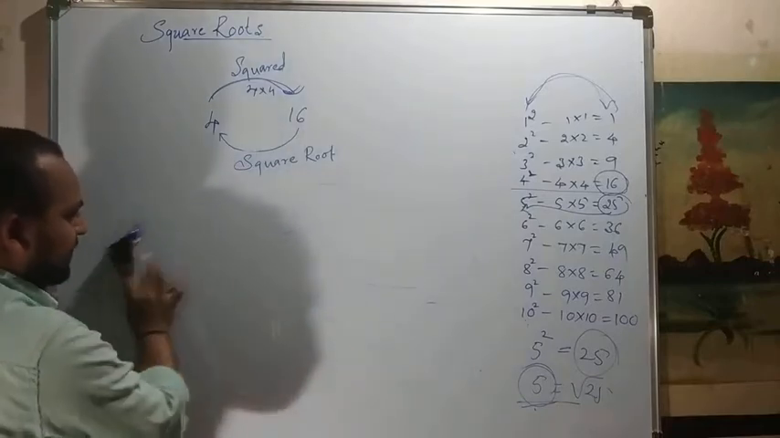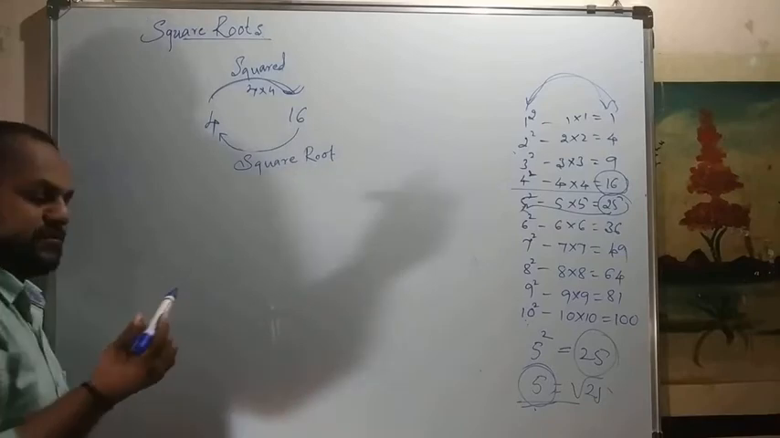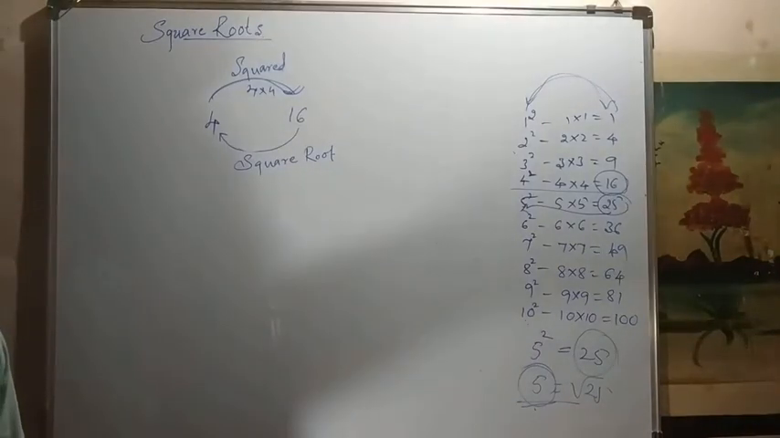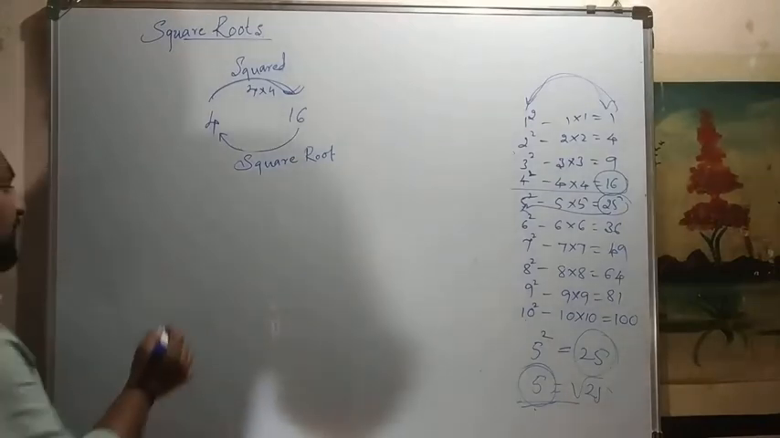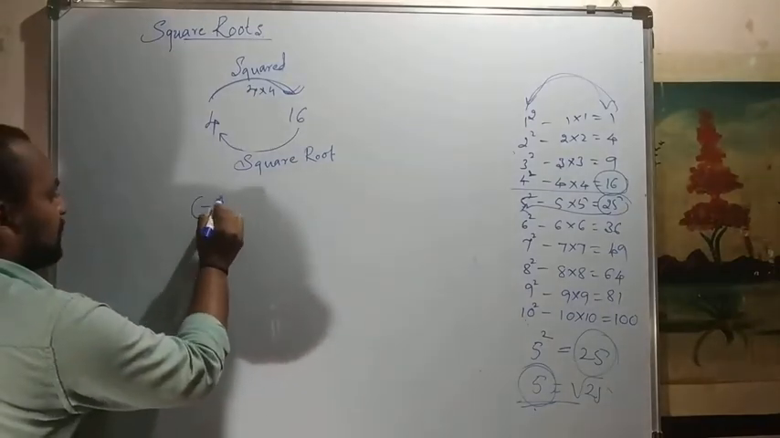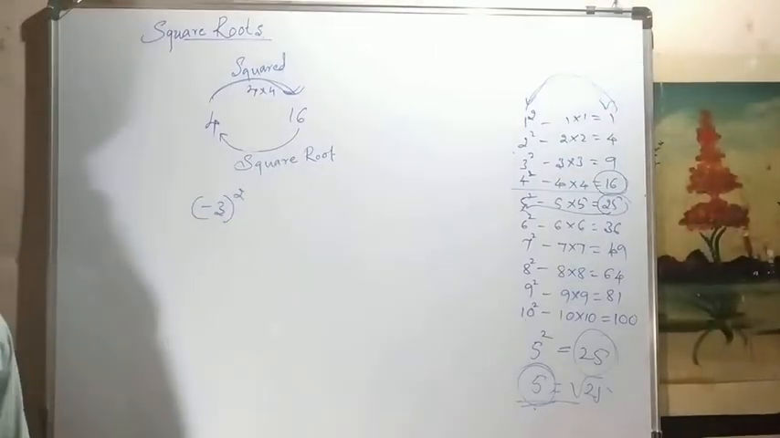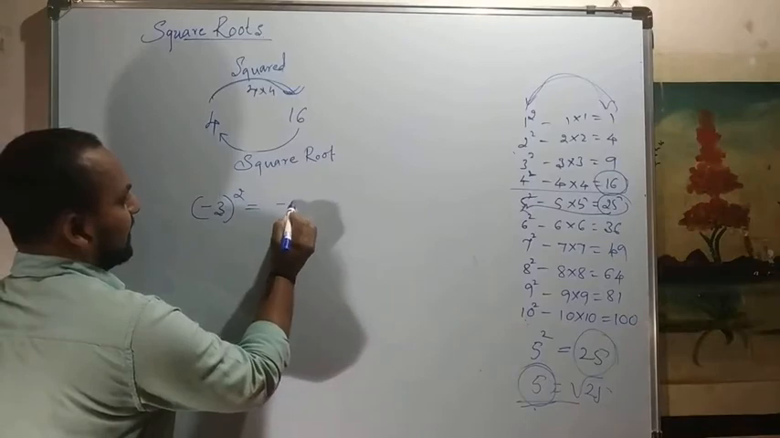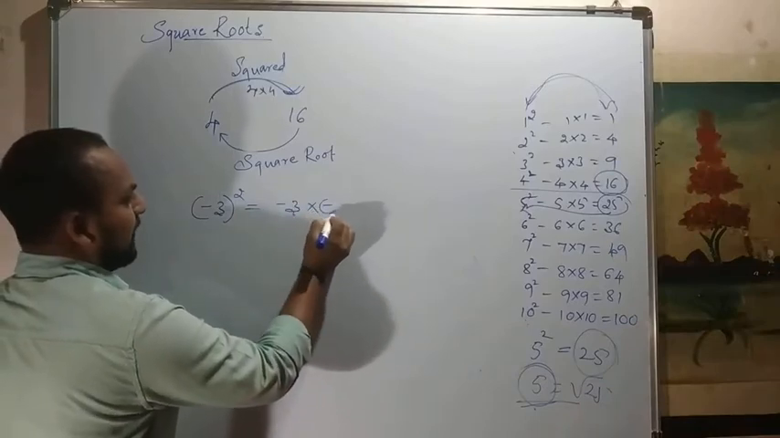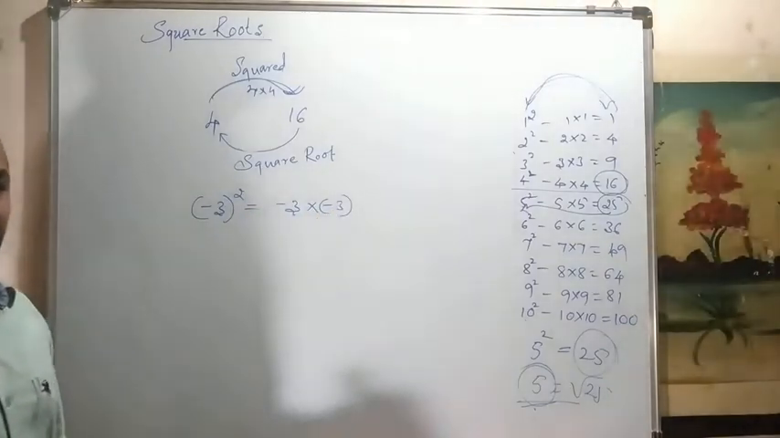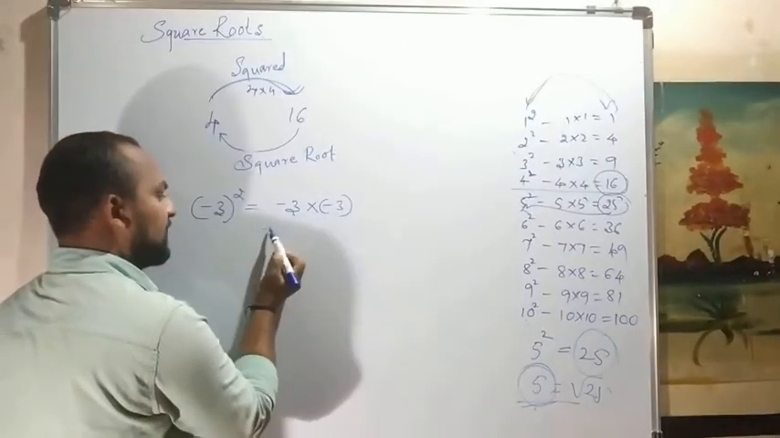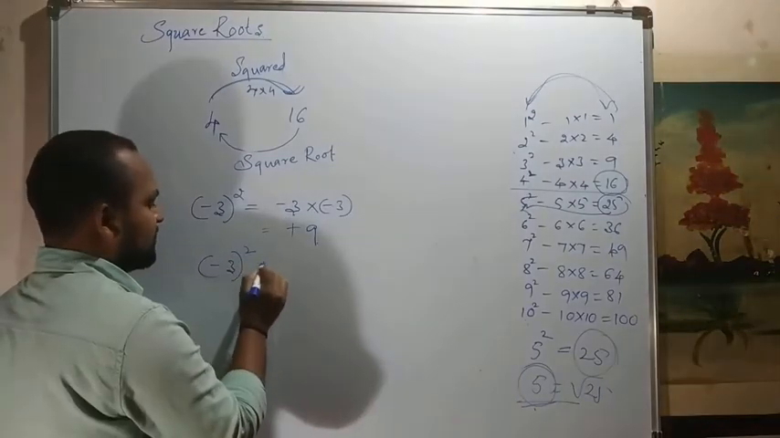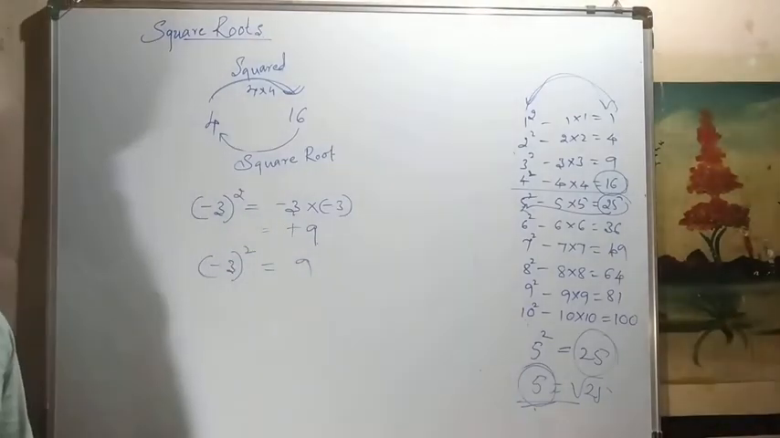Next, the sign. We know that the product of two negative integers is positive. Here, minus 3 square can be written as minus 3 into minus 3. Minus into minus is plus, and 3 into 3 is 9. It means minus 3 square is 9.